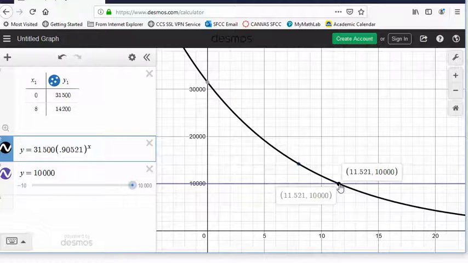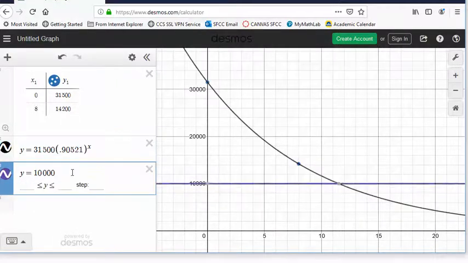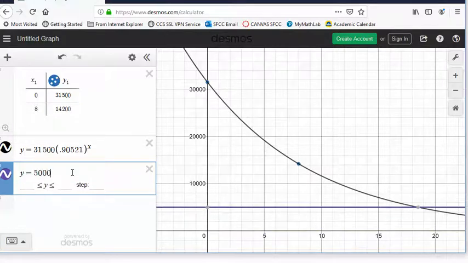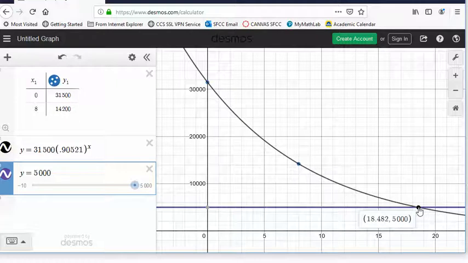Since it's asking for how many years, you'd round up to the next year. You know, so that's kind of cool. You could just put any number you want. You want to know when it's going to be less than 5,000? Just put in 5,000. Here's this point. So after 19 years, it's going to drop below 5,000 in its 19th year, the value of the car.